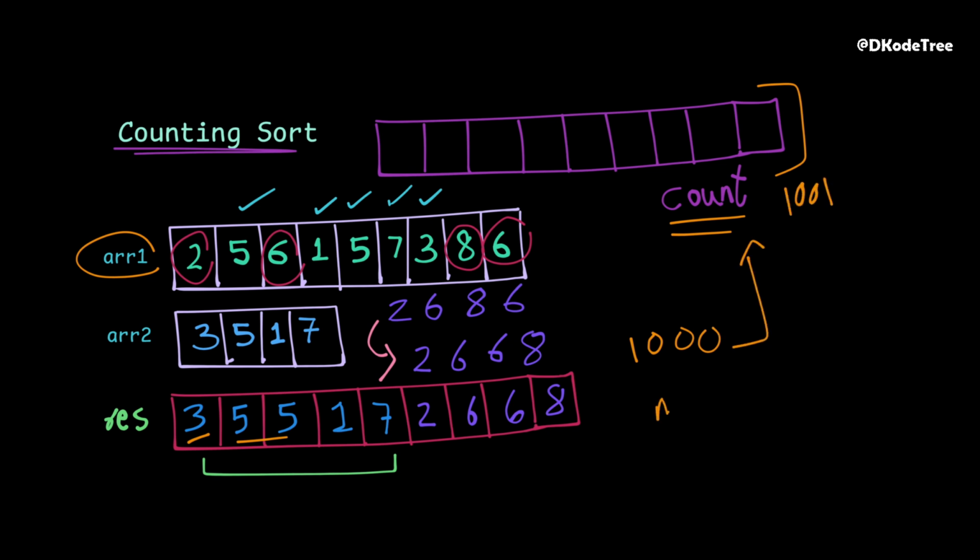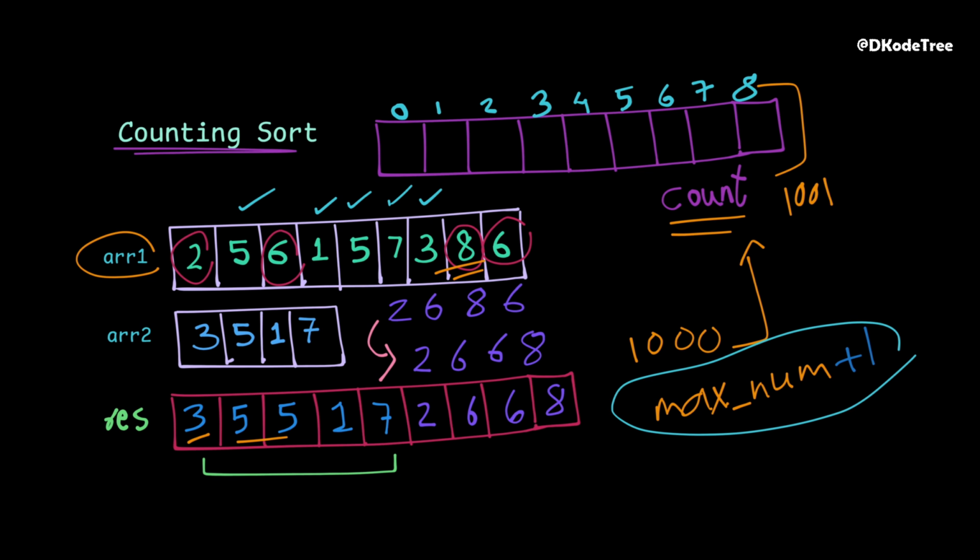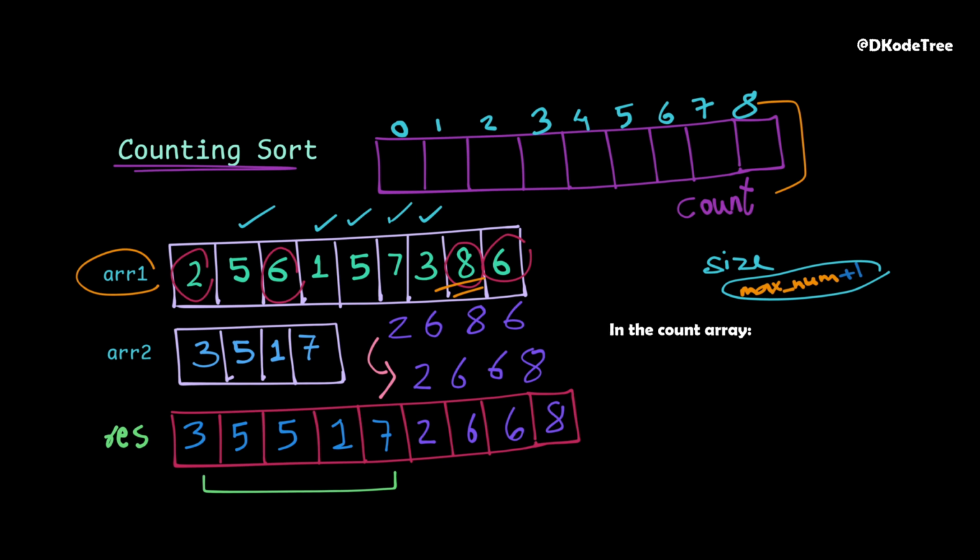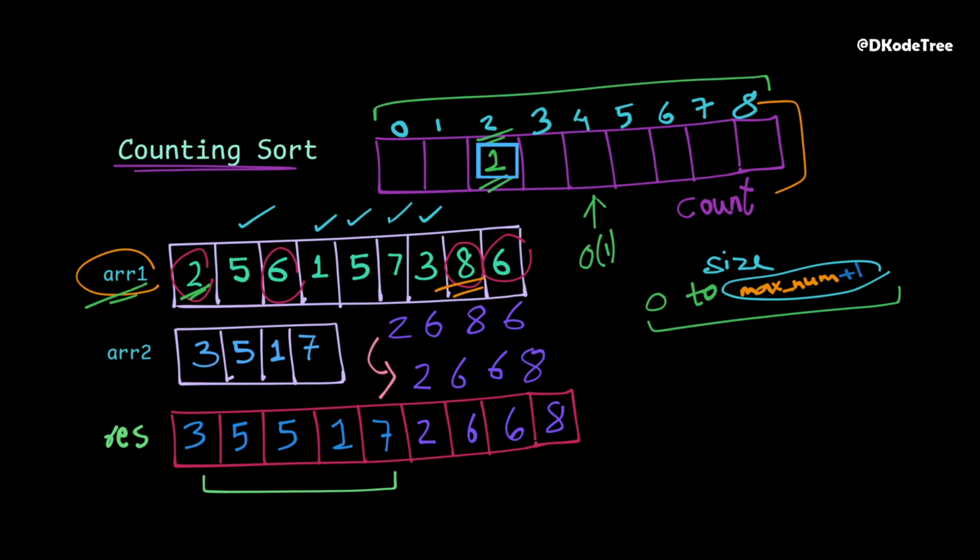But a more adaptive way is to find the maximum element, or max num, from array 1, which is 8 in this case, and set the size of the count array to max num plus 1. This is a better practice because it ensures we use exactly the memory we need and no more. So here's how it works. The index of the count array represents the number itself, while the value at that index stores how many times that number appeared in array 1. And this gives us direct O(1) access time for every number in our range along with its count.